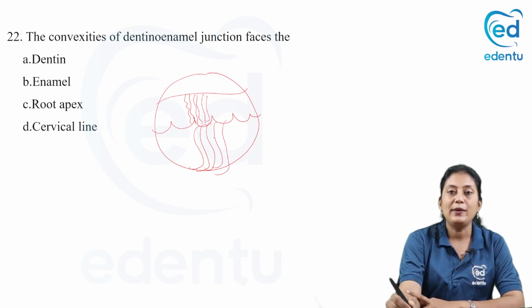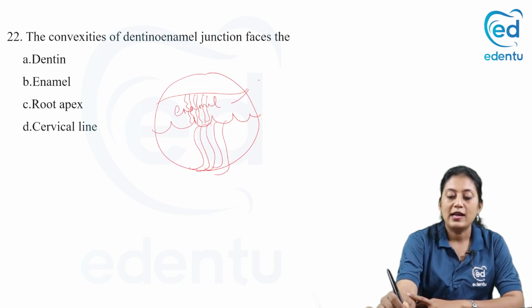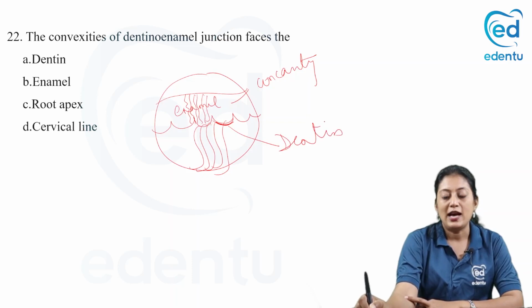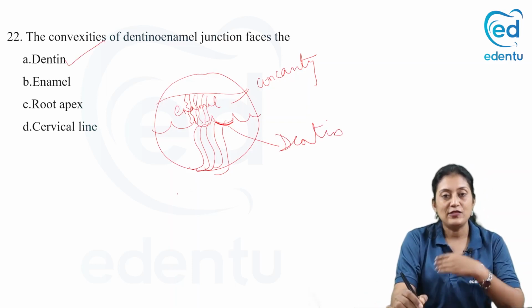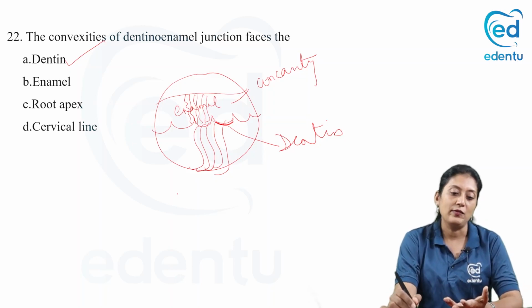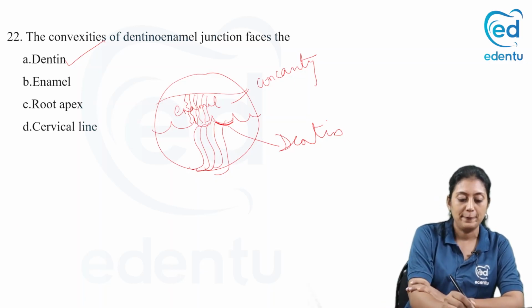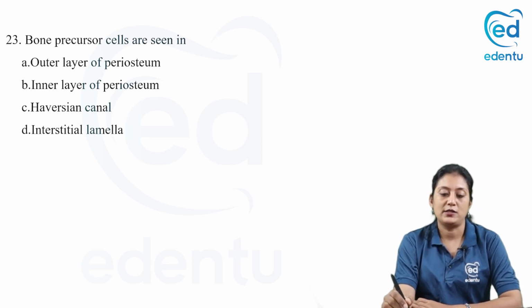Now, this scalloping is in such a way that the concavity or depression is towards the enamel, whereas the convexity is towards the dentin. So the answer here is dentin, because the convexity is towards the dentin. If the same question is asked the other way, the concavities are facing which side, then the answer will be enamel.